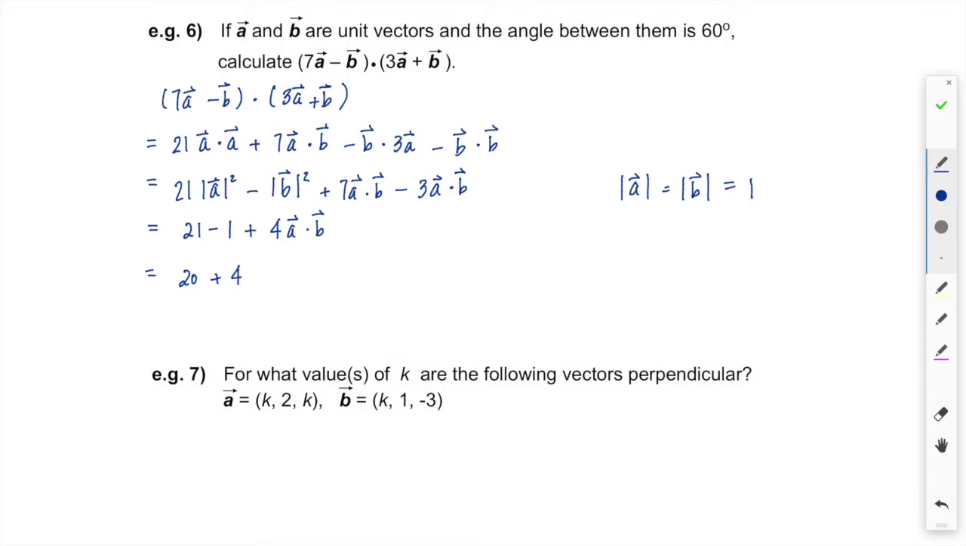And now let's apply the formula to calculate a dot b. So magnitude of a, magnitude of b, cosine of the angle between them, which is 60 degrees. So this is 4 times 1 times 1 times cos 60, which is 1/2. So this is 22. Okay. So you may be wondering, can I skip steps? Well, because you're applying the properties of dot products, theoretically speaking, you cannot skip any of these steps. You have to show which property you're using. Okay.